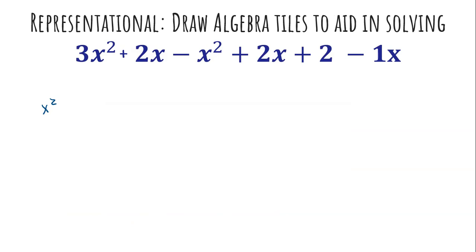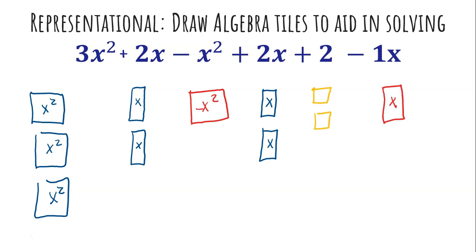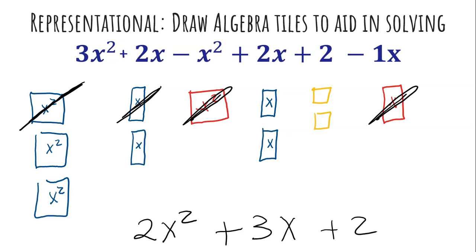Here we have a representational example. You can draw algebra tiles. First, we represent each term by drawing algebra tiles to represent them: 3x squared plus 2x minus x squared plus 2x plus 2 minus 1x. We look to see if we can identify any zero pairs. X squared, negative x squared, positive 1x, negative 1x, and we are left with 2x squared plus 3x plus 2.